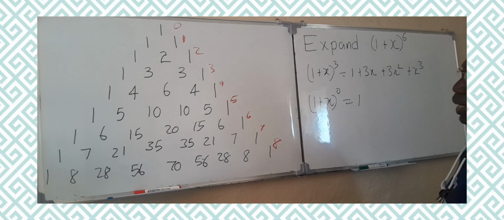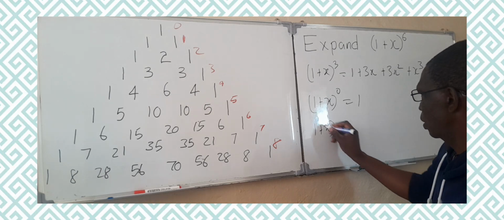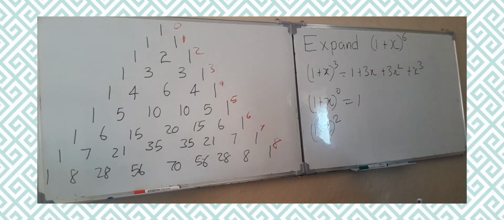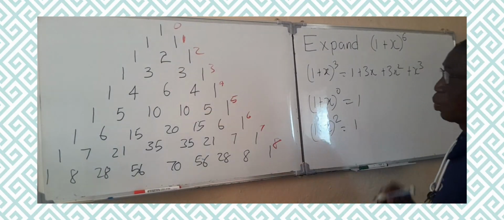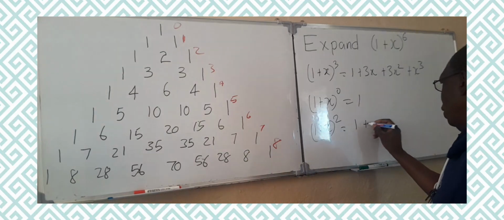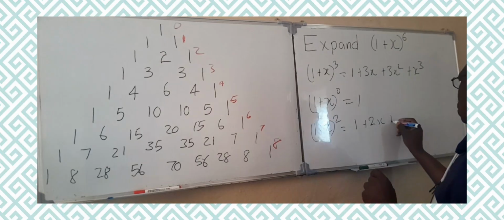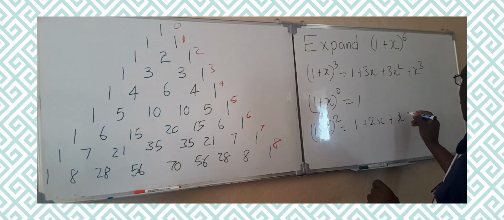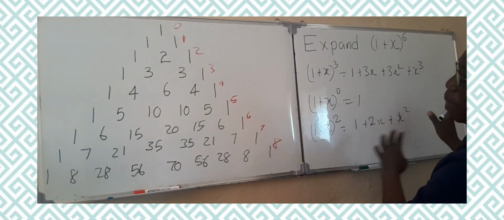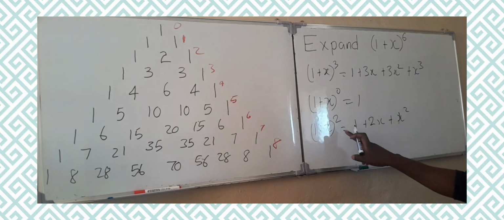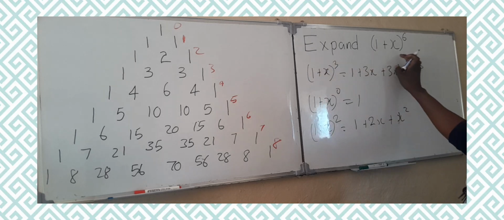Okay, 1 plus x to the power 2. So it's 1 plus x raised to the power 2. What do we get? We go to line number 2. So our coefficients will be, of course, the first term is 1. The second term has coefficient 2, and we know that x is raised to the first power. The third one has just coefficient 1, which will be just x to the power 2. Remember, we are expanding this with x increasing its power until it gets to the highest power, which in this case is 2.